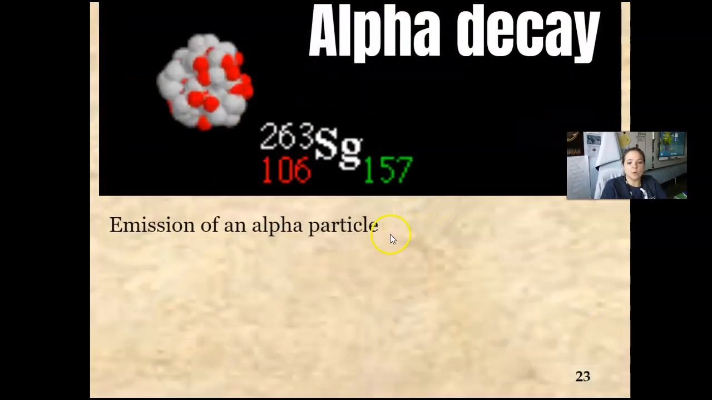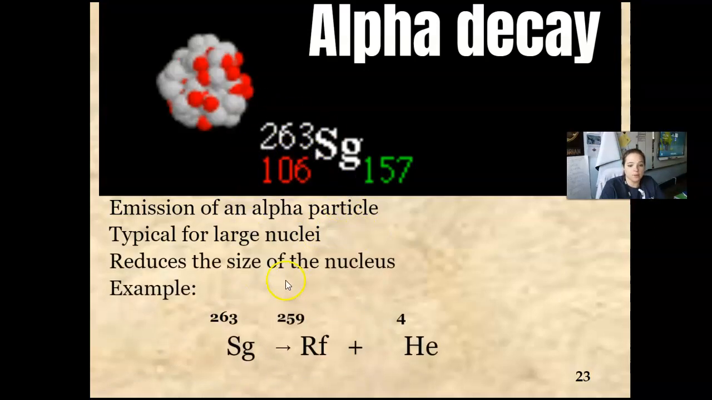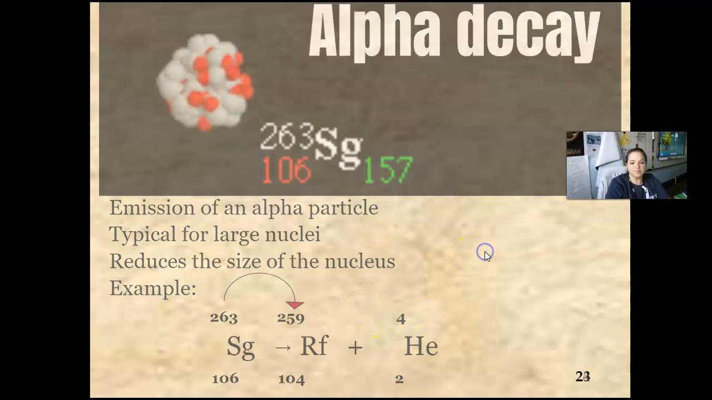All right. So some more alpha decay. So this is 263. So looking at this again, typical for large nucleus, anything over 82, it reduces the size of the nucleus. The fastest way it can do that, get rid of the biggest particle. That's the alpha. So when I have the 4 and the 2, 263 minus 4 is 259. 106 minus 2 is 104, giving us our element 104, which is rutherfordium. Okay?